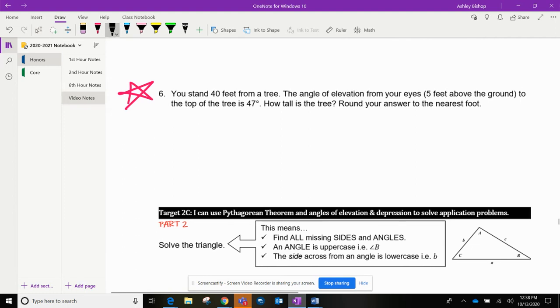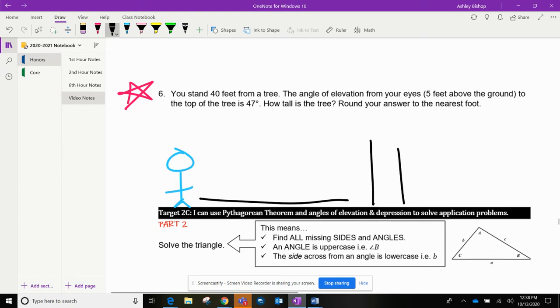So let's start. You stand, so here's you. Let's make you blue. You are standing 40 feet from a tree. So here's a tree. And the distance between you and that tree is 40 feet, okay? The angle of elevation, so from your eyes, there's your eyes that are 5 feet above the ground. Just write what you have. You are 5 feet tall. To the top of the tree is 47 degrees.